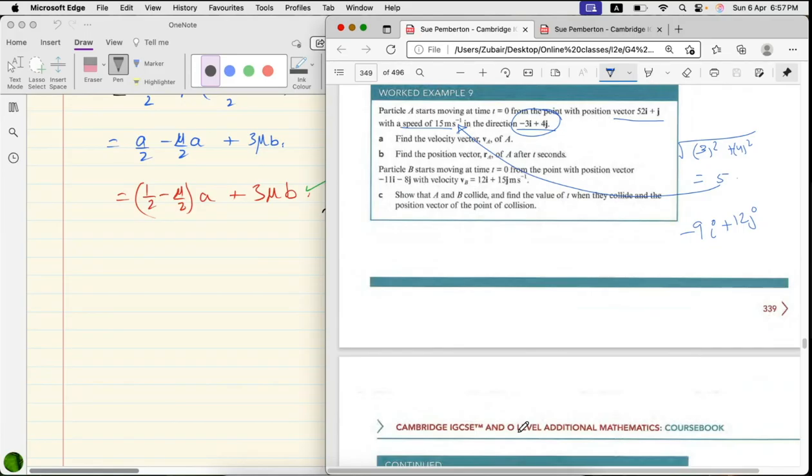B part says find the position RA. Okay, RA. So RA is basically the fixed point plus time into velocity. So the fixed point: particle A starts moving at time t equals 0 from the position 52i and j. So this is 52 and 1 plus time. And we need to find the position R after t seconds. Particle B starts moving at time t equals 0 from the point with this position vector.